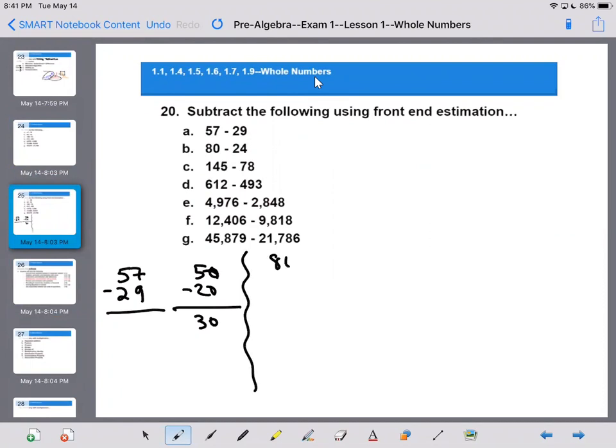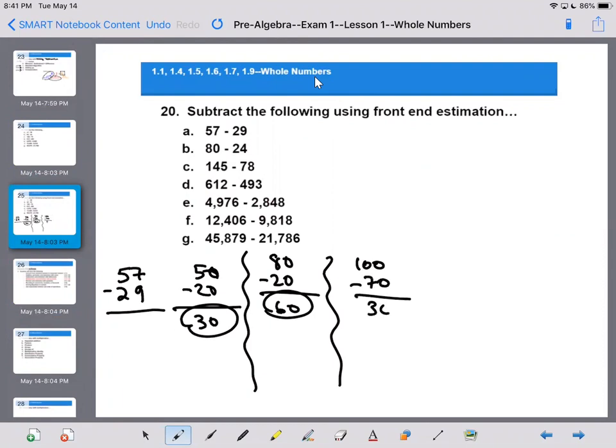80, take away 24. Well, I'm just going to say 80, take away 20. So that's going to be approximately 60. 145, I'm going to say 100. 78, I'm going to say 70, and I'm going to subtract, and I'm going to get about 30. So that's your, remember, that's your low end, okay? $612, I would say 600. 493, I could say 500. I could round up. 493 is close to 500, so I'm still using the front end of that. So that difference would be about 100.